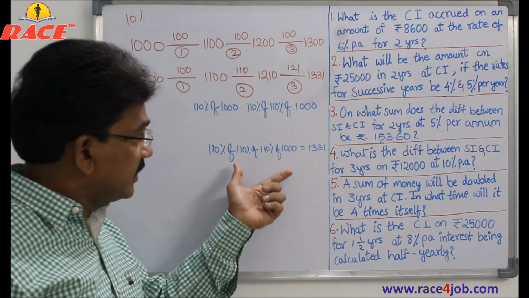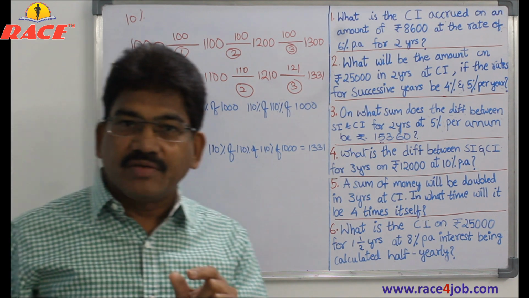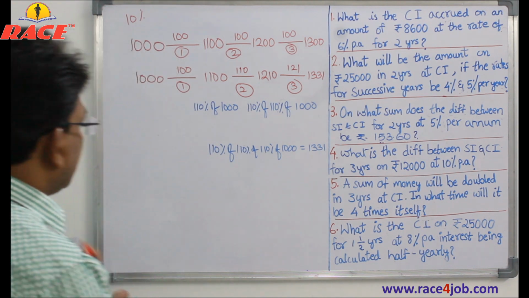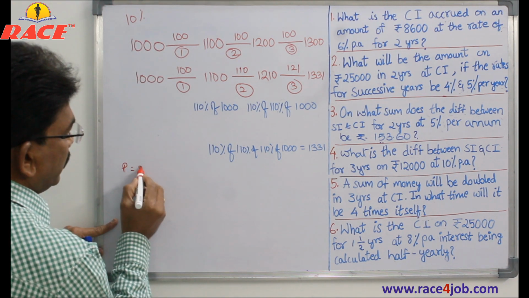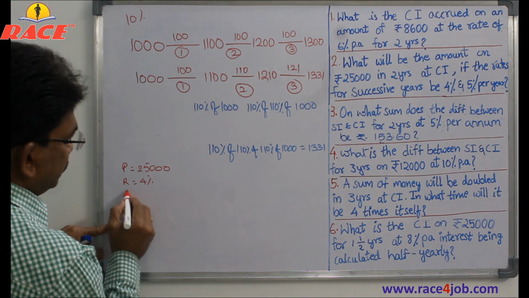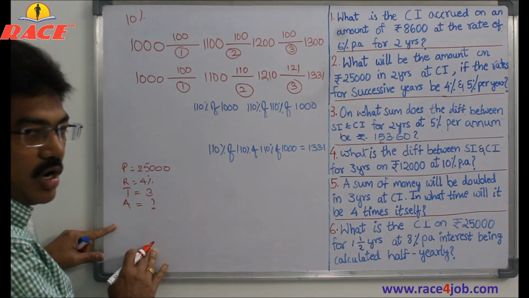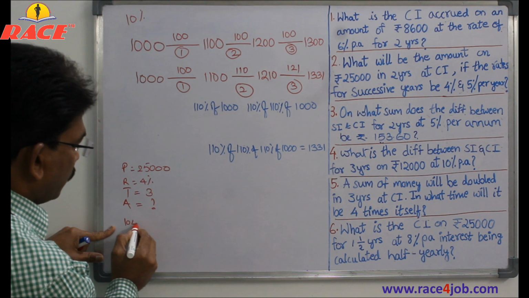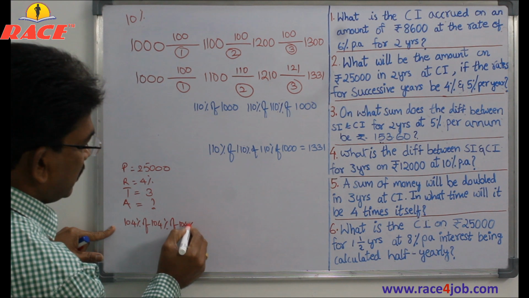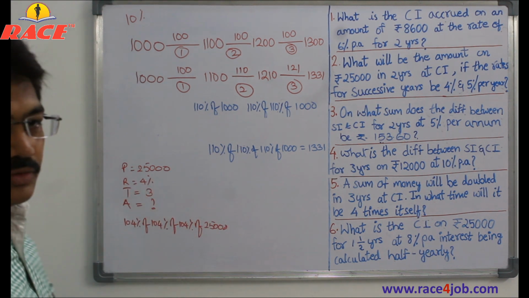In this case, if we calculate, it is easy for us. By taking this method, when the principal is given, you can immediately calculate the amount, or when the amount is given, you can calculate the principal. For example, see here, I say the principal is 25,000, rate of interest is 4%, time is 3 years. What is the amount? How do we calculate this? We say 104% of 25,000. You simplify, you will get the amount.